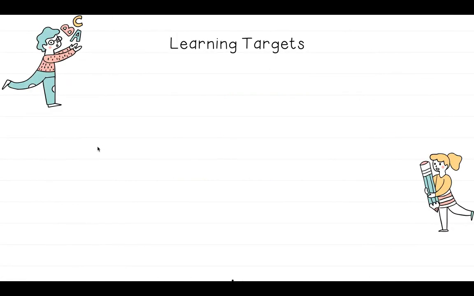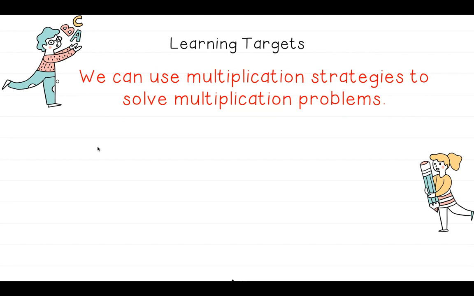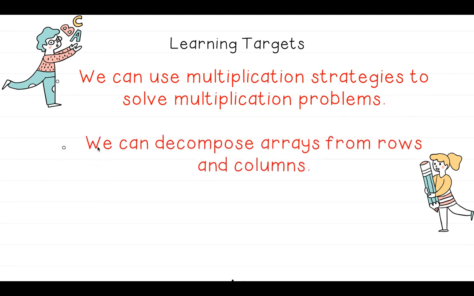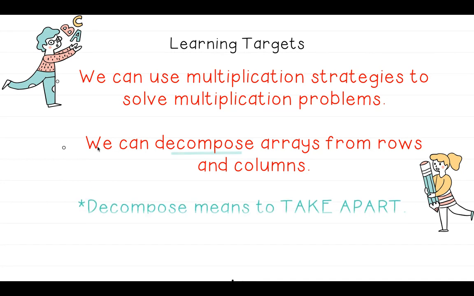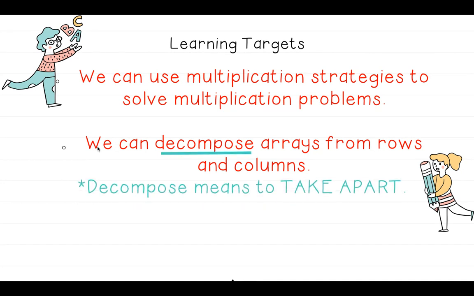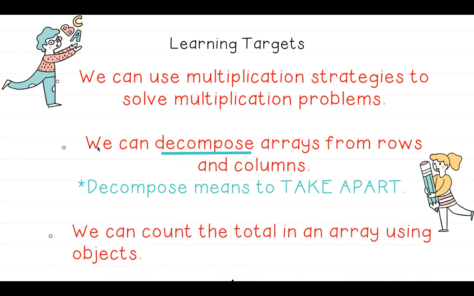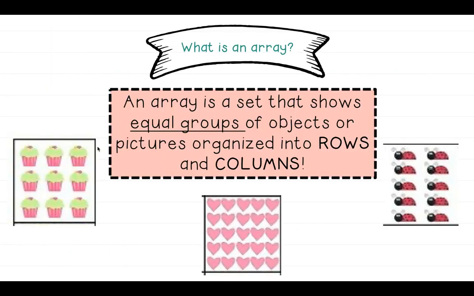So our learning targets are, we can use multiplication strategies to solve multiplication problems. We can decompose arrays from rows and columns. This word decompose means to take apart. Yesterday we learned the word compose, which means to create or put things together to create things. Decompose means the exact opposite. So you're not putting together, you're taking things apart. And then we can count the total in an array using objects.